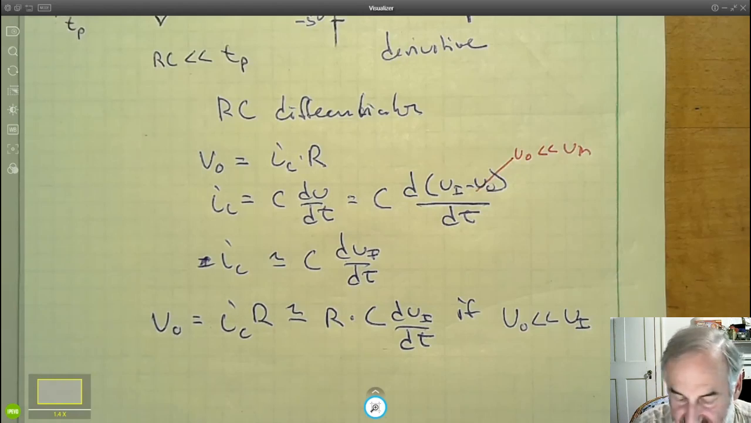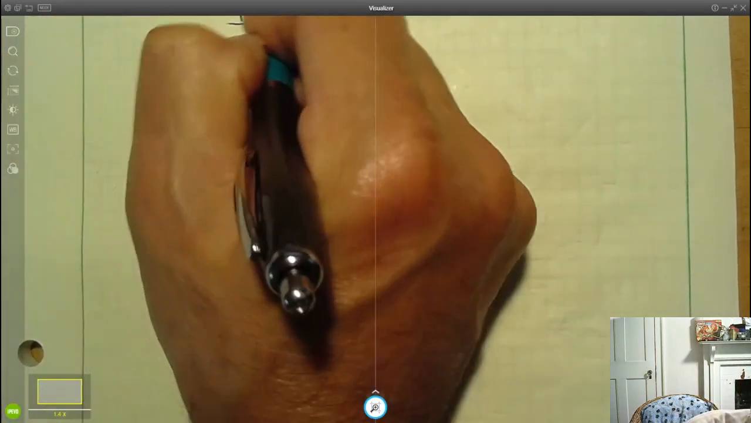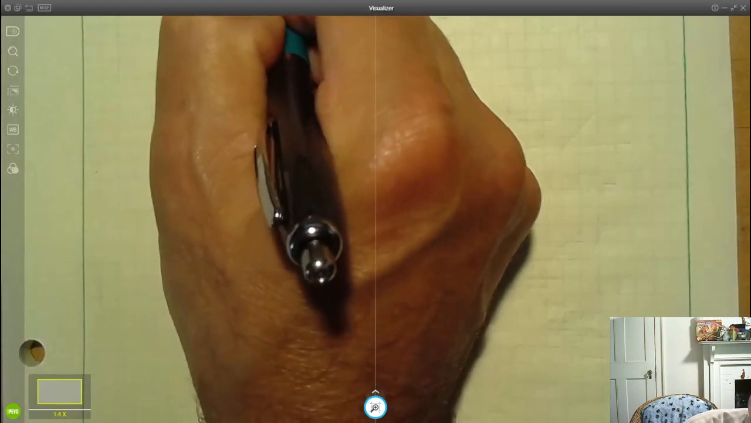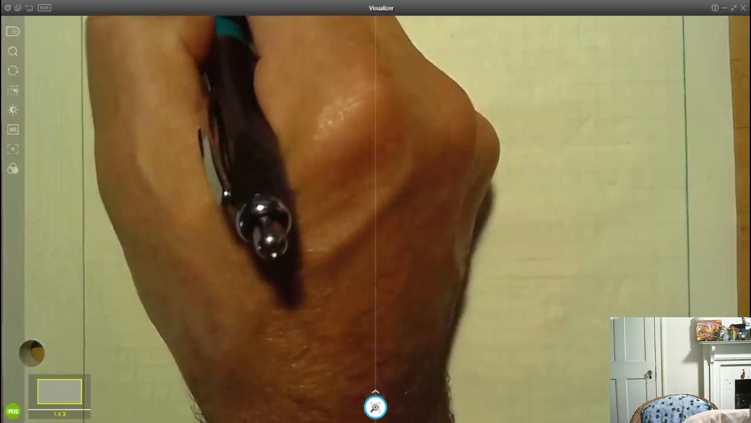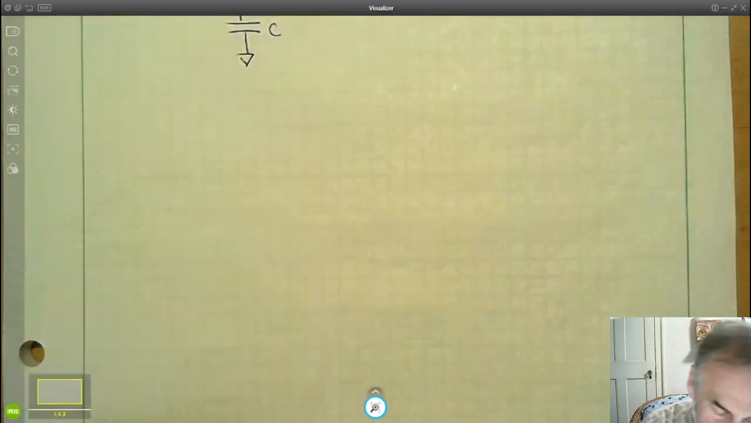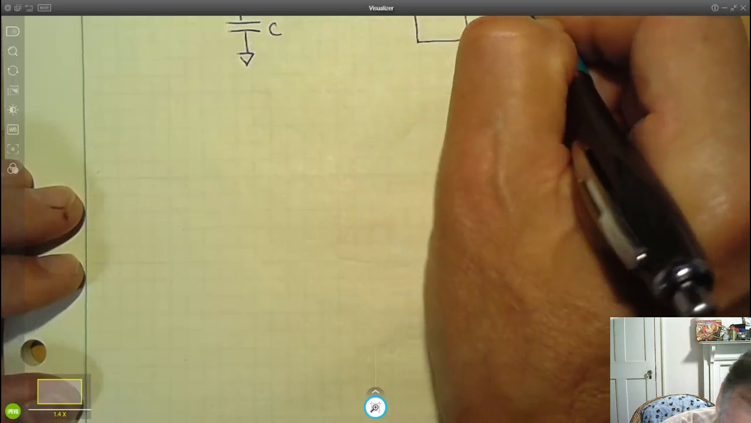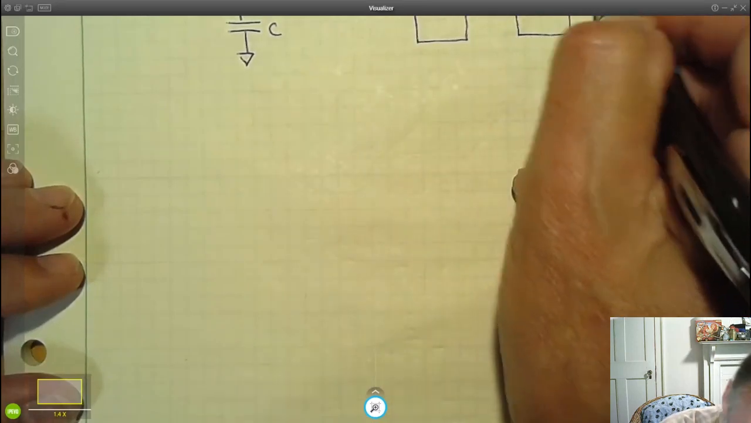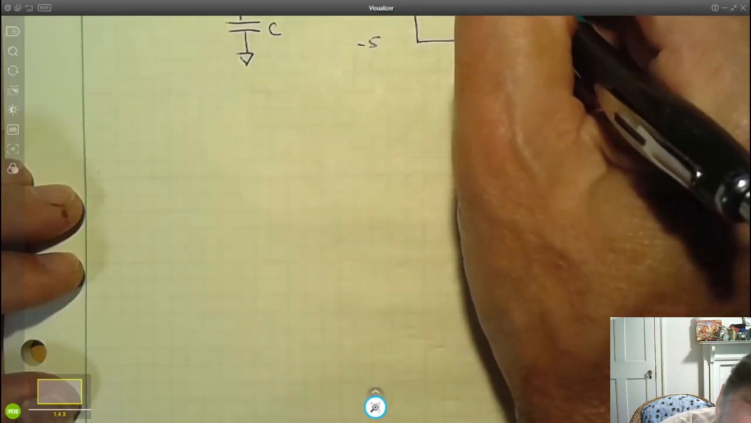Okay, and in lab today you'll build this and test it, at least in simulation. Okay, so let's swap the resistor and the capacitor from the last circuit, and let's feed this circuit with an input that's plus 5 volts, minus 5 volts, and has a 50% duty cycle.